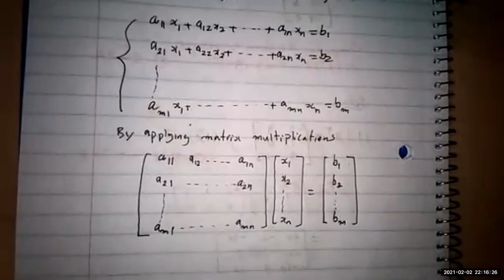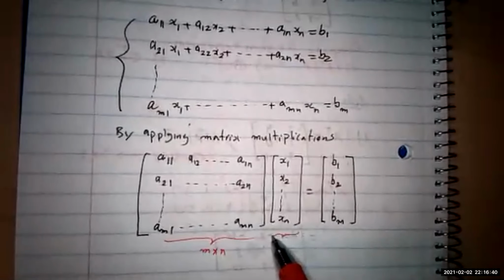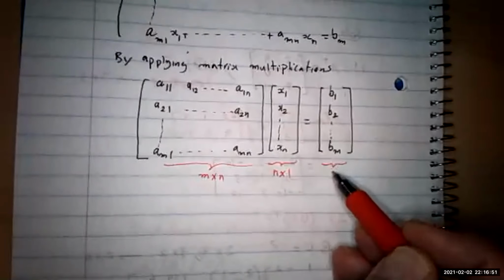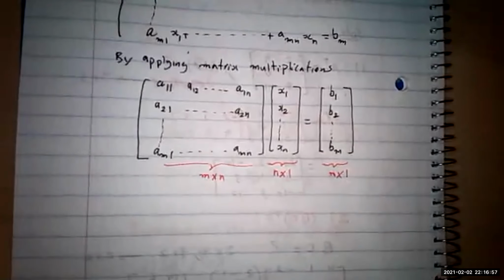Okay, so that's a system of equations. We can easily rewrite it in this format. The multiplication is all right, because this matrix is going to be m by n, and this matrix is going to be n by 1. So the middle one disappears, and the final result must be a matrix of the form m times 1, or m by 1. So everything is going to be all right.